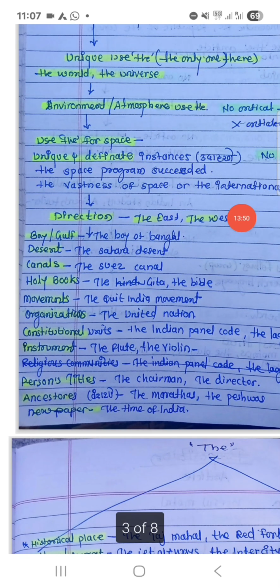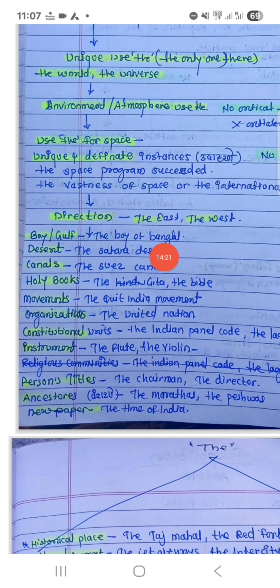Move toward the direction side. Okay, east, west. Before east and west, before direction, we use 'the'. Next: Gulf, bay, desert, canal, holy book, movement, organization, constitutional instruments, a person's own title, then ancestors and newspapers. Before all of those things we use the article. Okay, let's see one by one.